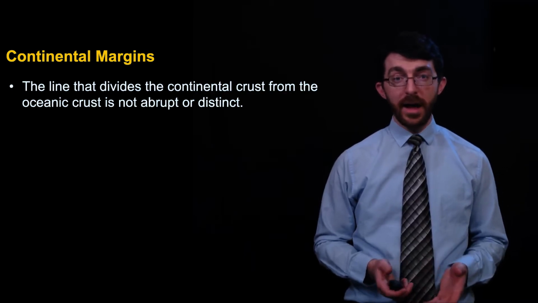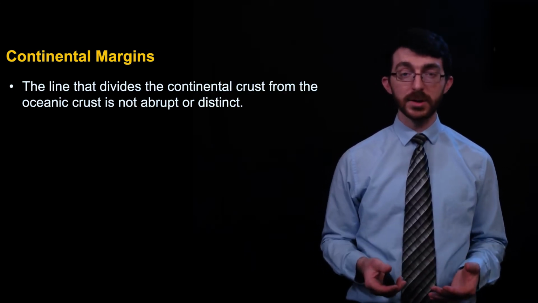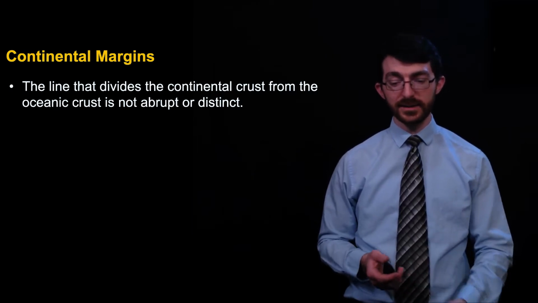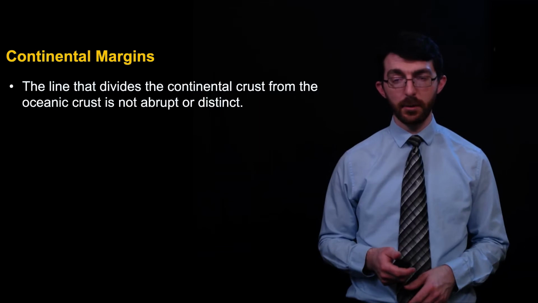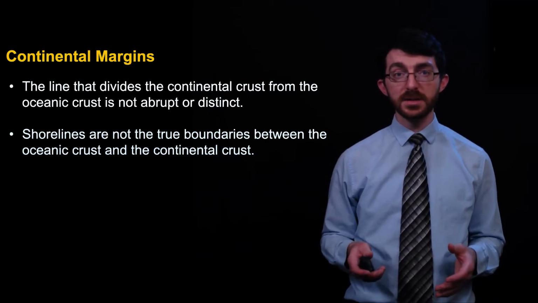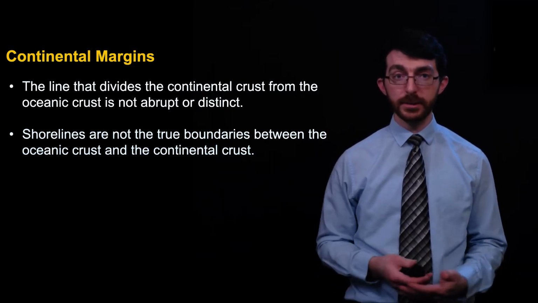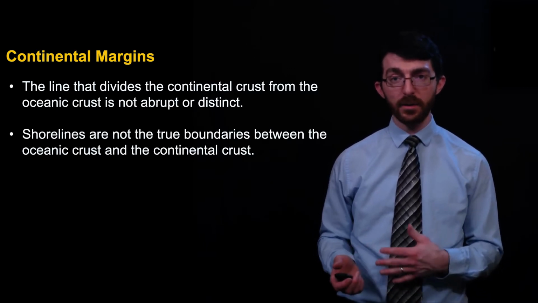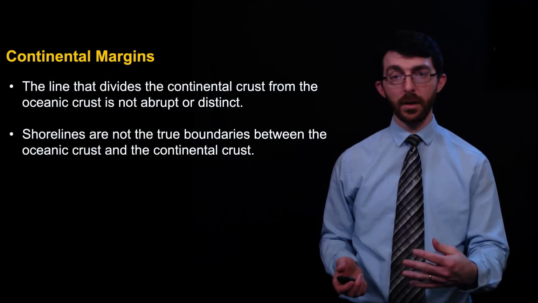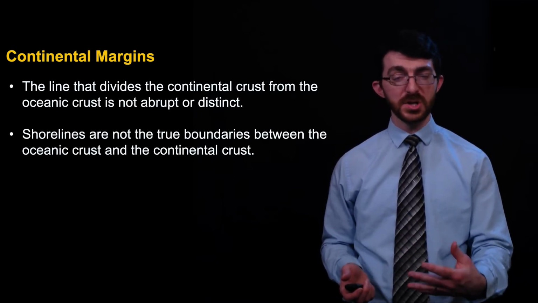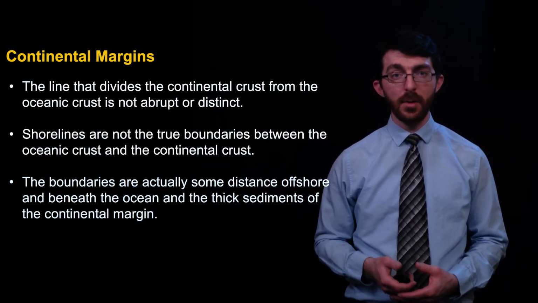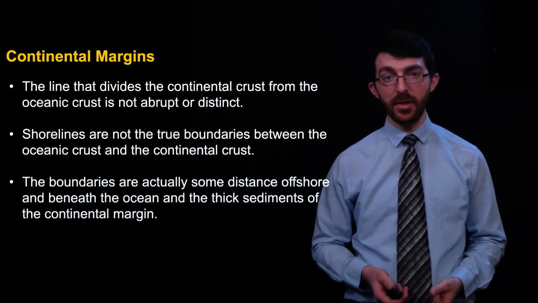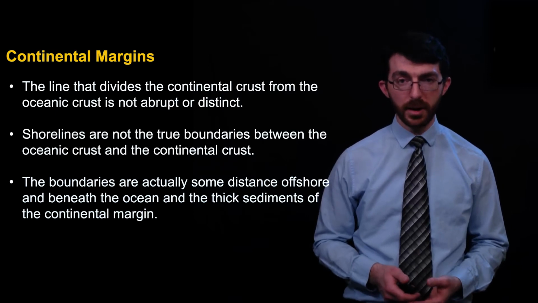Right, so the line that divides the continental crust from the oceanic crust is not abrupt or distinct. It's not like some line that you could trace and just step over it. It's a fuzzy line. Shorelines are not the true boundaries between the oceanic crust and the continental crust. If you walk out into the ocean some and you're underwater, but the water's not that deep, you're still walking on continental crust. The boundaries are actually some distance offshore and beneath the ocean and the thick sediments of the continental margin.